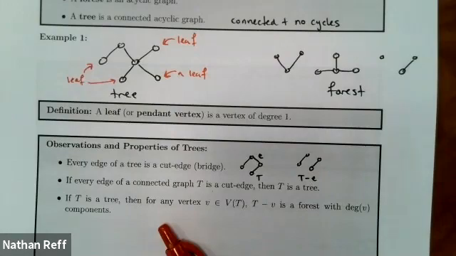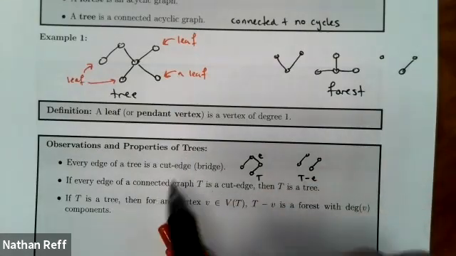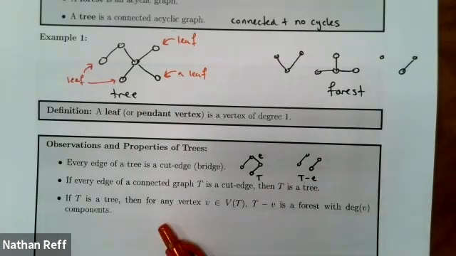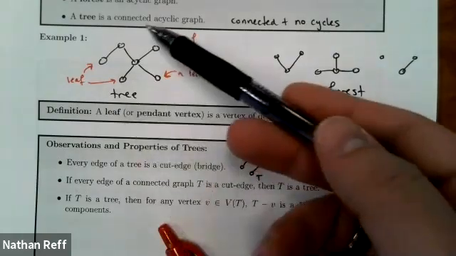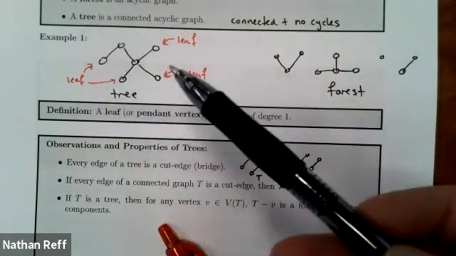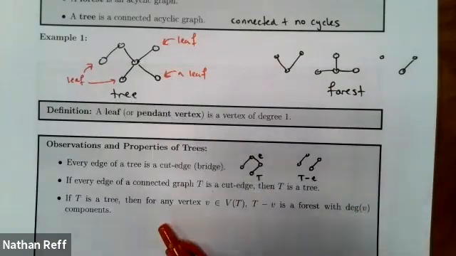Do you remember that we actually had a classification theorem for cut edges, which is an edge is a cut edge as long as it's not on a cycle. Remember that? So if you're in a tree, there are no cycles, right? So that means every edge does not belong to a cycle. Does that kind of make sense?